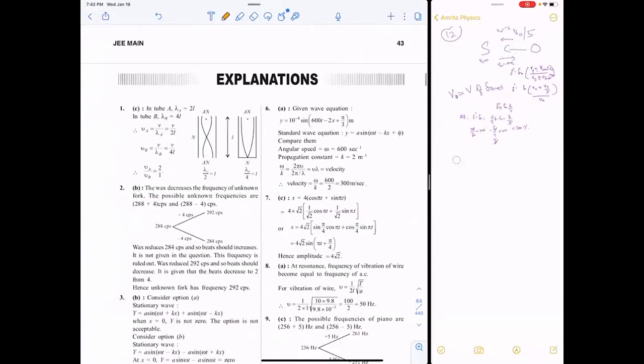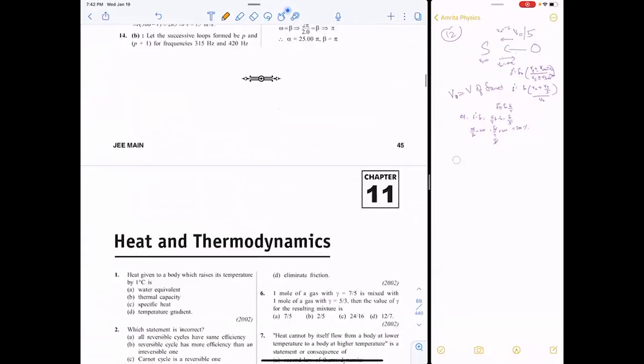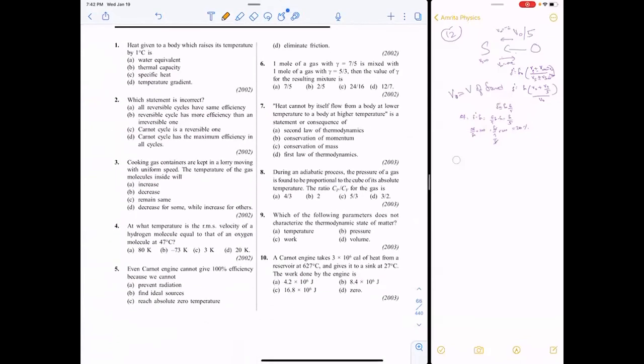So we have this thermodynamics. Let us do this, heat and thermodynamics. Let us do one or two thermodynamics questions. I guess even that will be recapped.